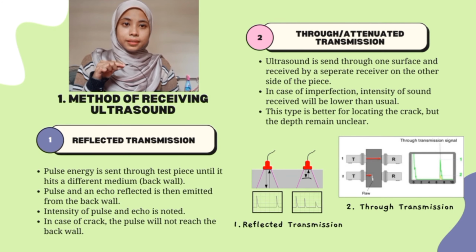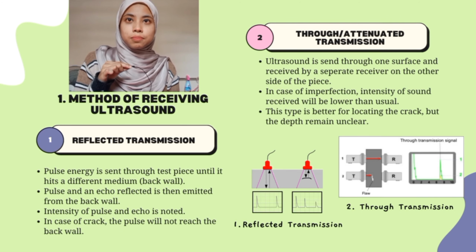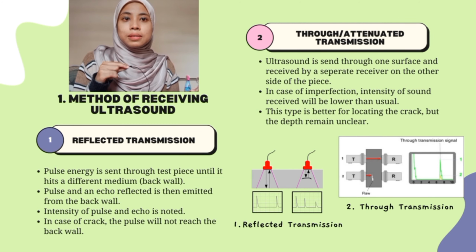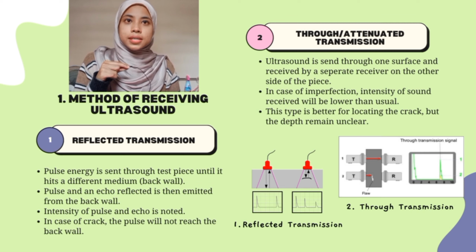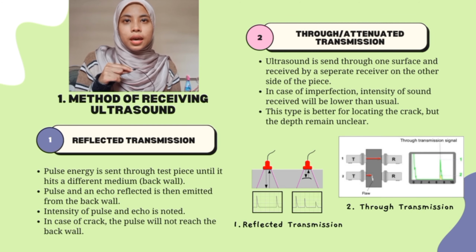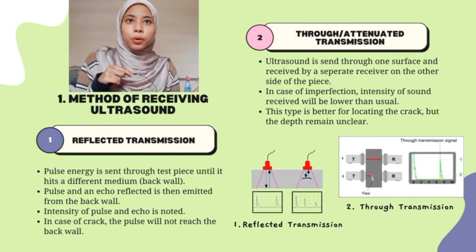Now to the next method, which is the through or attenuated transmission. In this method, an ultrasound is sent through one surface of the test piece and is received by a separate receiver on the other side of the piece, and this can be seen from the image that I've included in the slide above. In case of imperfection, the intensity of the sound received will be lower than usual. For this method, at least two sides of the test piece must be available, and this is better for pinpointing the location of the crack, but the depth at which it is located can remain unclear.